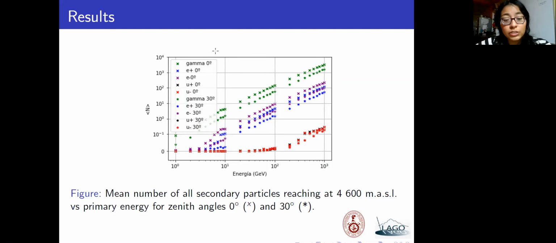From this graph, the first thing that can be seen is that the higher the energy of the particle is, the mean number of particles is also higher. Also, we compare the development of vertical showers with the ones slanted at 30 degrees of zenith angle. The mean number of all secondary particles reaching the observation level versus the primary energy for these two angles of injection is also displayed in this figure. A slight difference is observed between these two angles, which means that high-altitude surface detectors are very sensitive to the primary particle injection angle of 0 degrees with respect to an angle of 30 degrees.